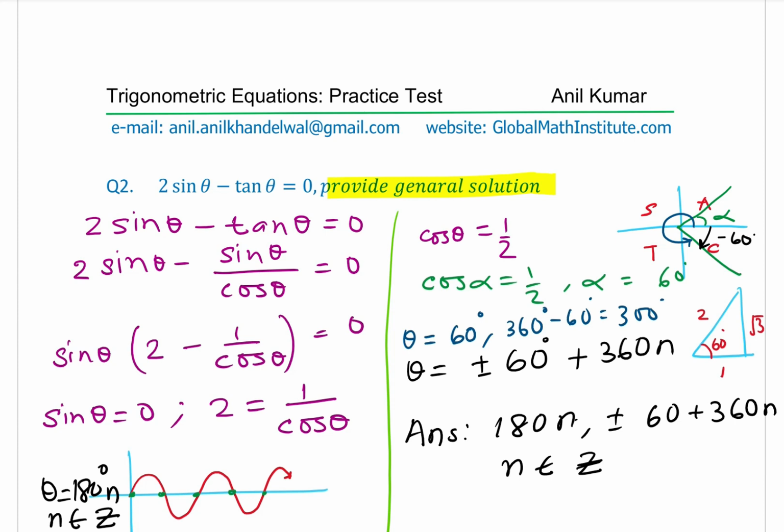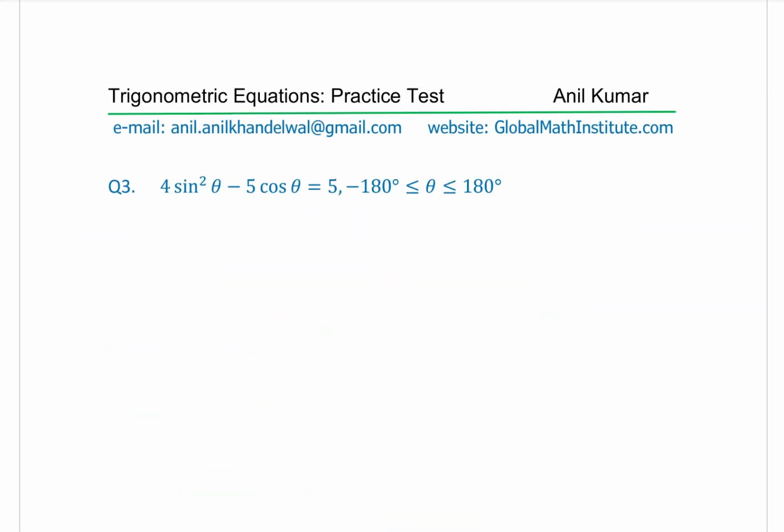Now let's take question number 3. Question number 3 here is 4 sine square theta minus 5 cos theta equals 5, and we have to work in the domain minus 180 to plus 180. It's not 0 to 360. So look at the domain to provide answers.